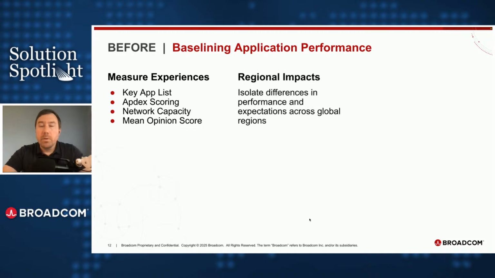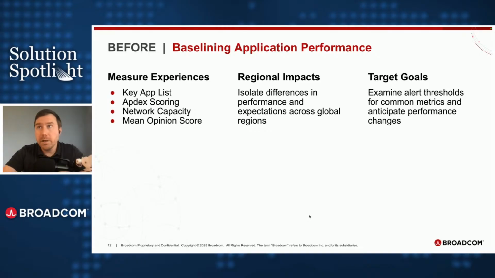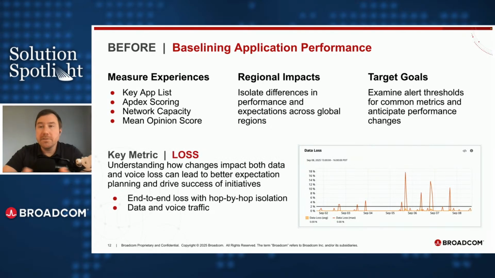Okay, so we also want to look at regional impacts. We want to isolate differences in geographies and understand the expectations of performance across those global regions. That'll help. And then we want to set targets, right? Alert thresholds or common metrics that we can look at and say, we think these are going to go up, down, or stay the same. So the key metric here I would think about is mostly loss. Latency is going to be different for regional, but loss should be generally pretty good. We often say over 2% is bad. And obviously with loss, the longer it goes on, the worse it is, because TCP and applications are often fairly resilient in the sense of guaranteed delivery.